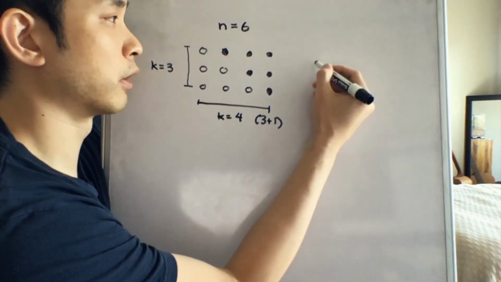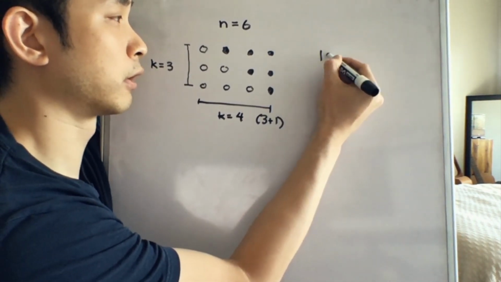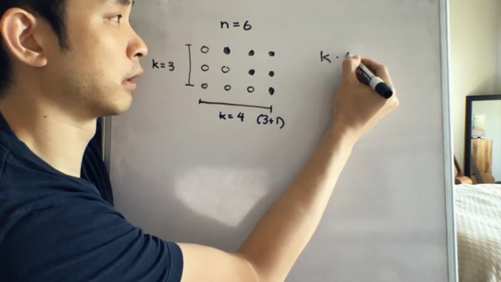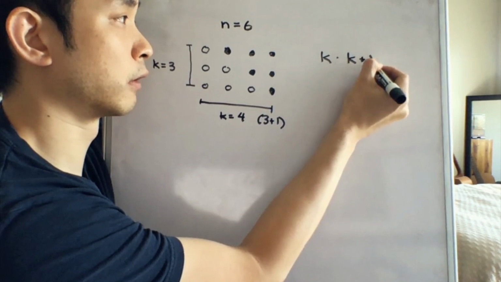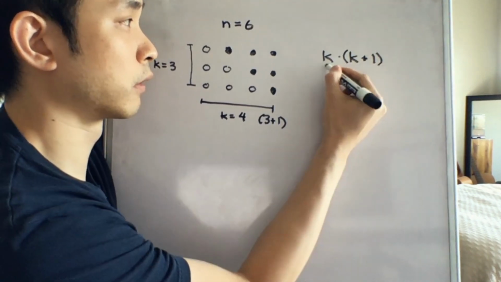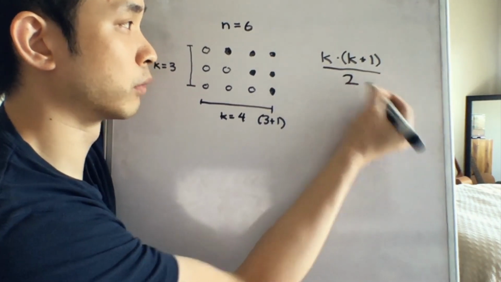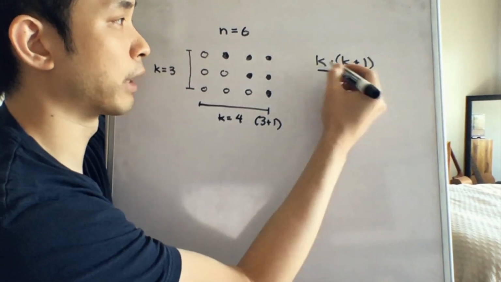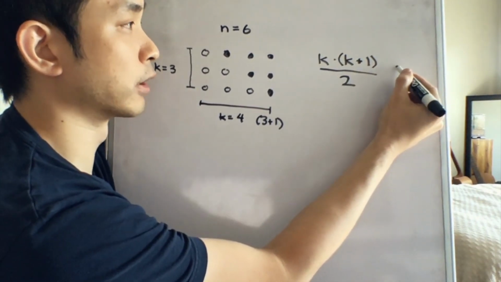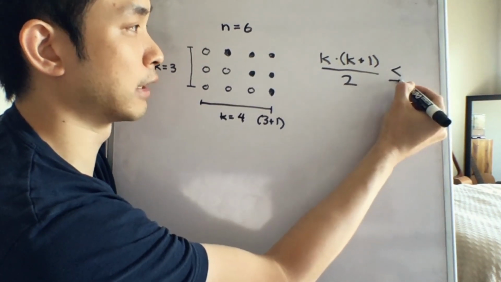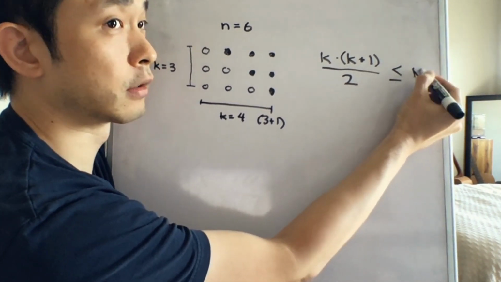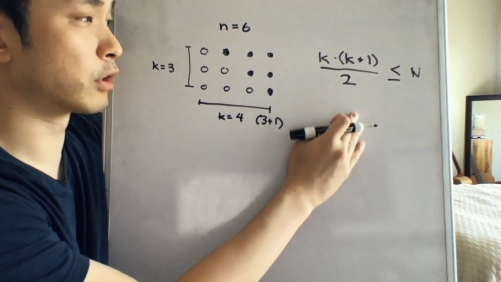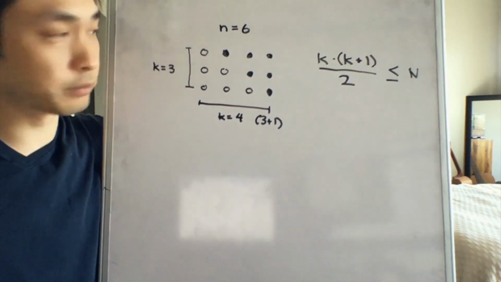So the equation ultimately becomes k, the number of stairs, times k plus 1, divided by 2. And what we want to do is figure out the maximum k that's going to be either less than or equal to n, which is the number of coins given to us. Now we have an equation that we could take advantage of.